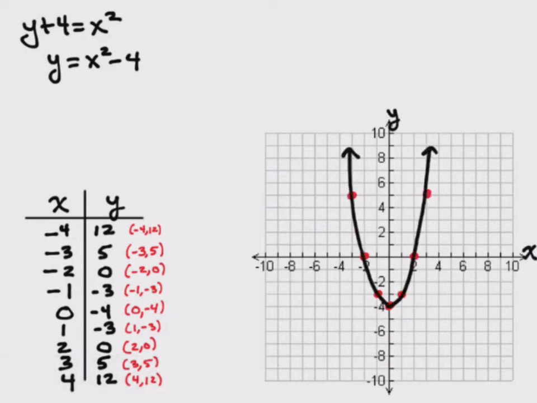All right, once again, we got one of these U-shaped or parabola-shaped graphs. A couple of things to note. Our y-intercept in this case is right at the very bottom of this U at the point (0, -4). And it appears that we have two x-intercepts because this graph hits the axis 2 times, both at the point (2, 0) and at the point (-2, 0).